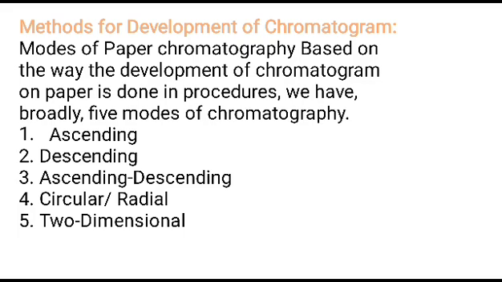There are different methods for the development of chromatogram. The modes of paper chromatography are based on the way of development of the chromatogram on paper. We have broadly 5 modes of chromatography. These are the 5 methods for the development of chromatogram: ascending, descending, ascending-descending, circular, which is also called radial, and the fifth one is 2-dimensional. These are the different methods for the development of chromatogram.